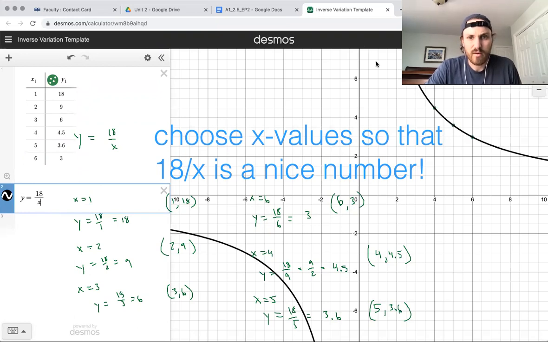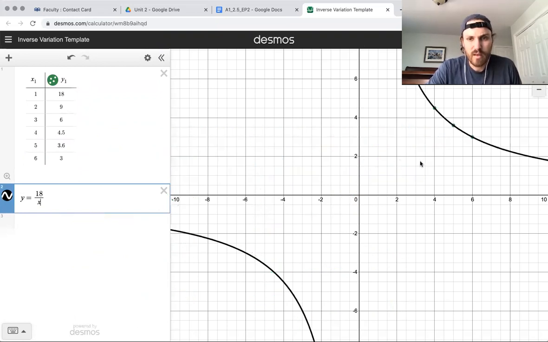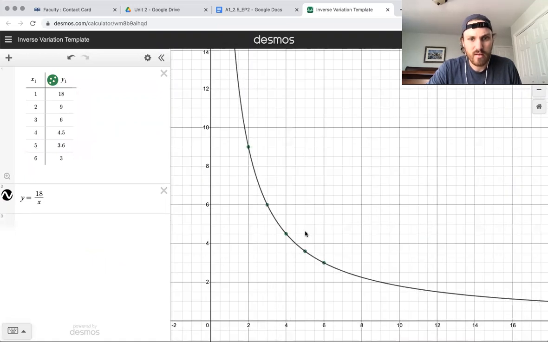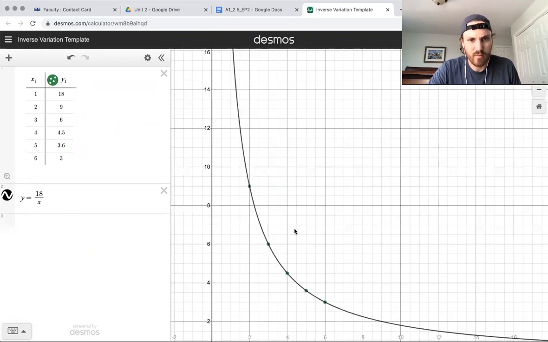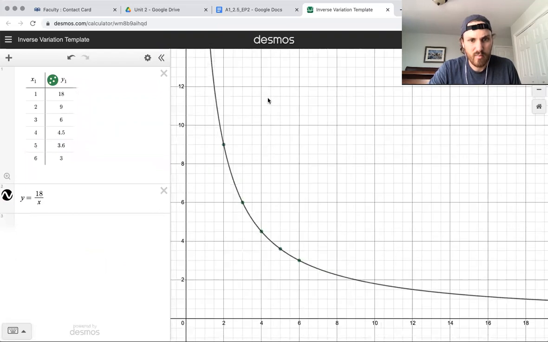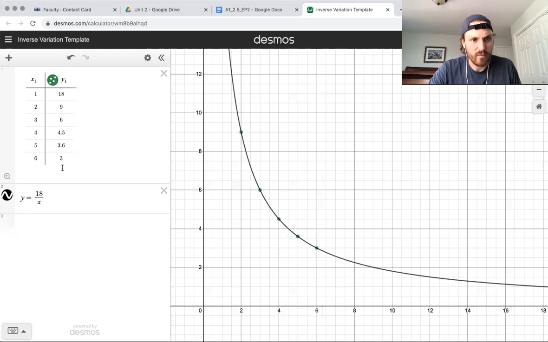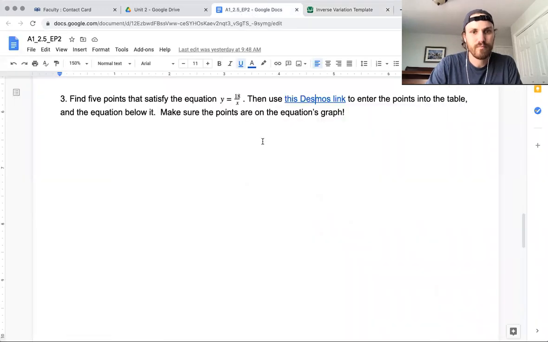So I'm going to clear my drawings now. And I'm going to come over here, and I'm going to notice that here is my function, right? That's 18 over x. 1, 2, 3, 4, 5, and here are the points. I think one of them is actually way up here, but you can see that the points are on the graph. So it looks like I found points that are on the graph, which is what I want.